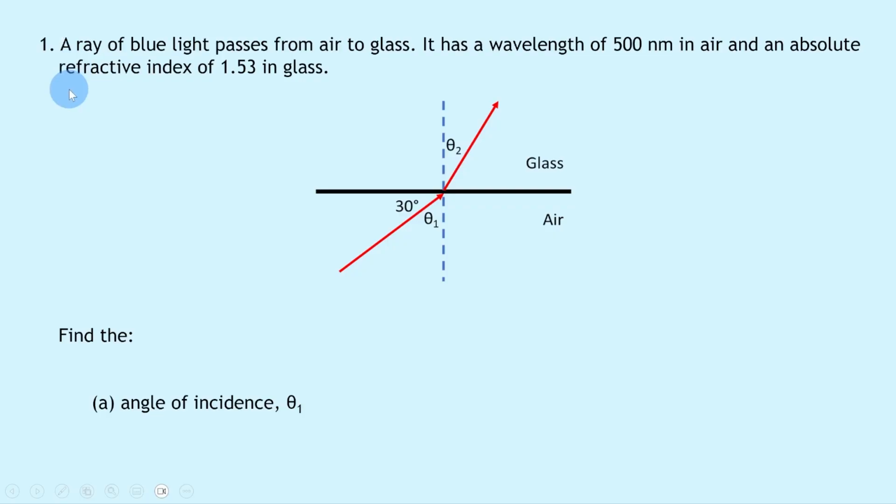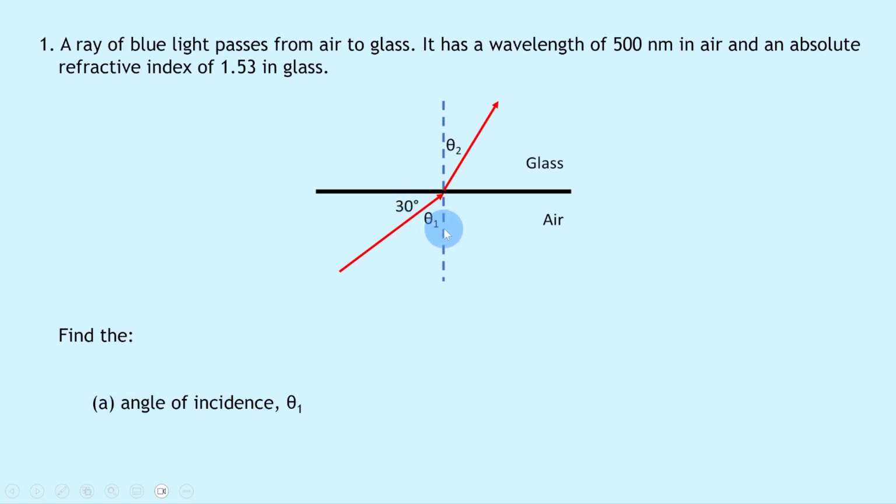So let's get going. Question 1 says a ray of blue light passes from air to glass. It has a wavelength of 500 nanometers in air and an absolute refractive index of 1.53 in glass. So there's our light going from air on the bottom to glass on the top, and we've got some angles labelled for us as well.